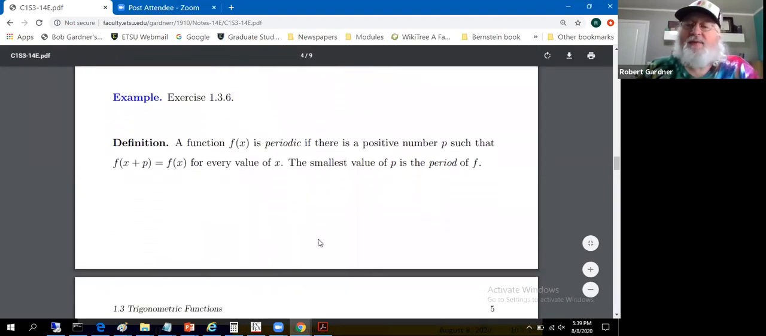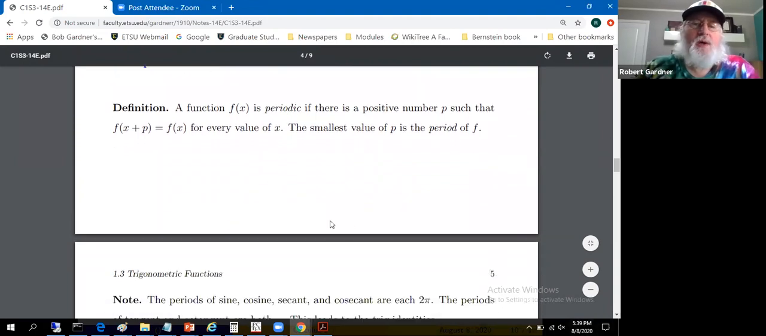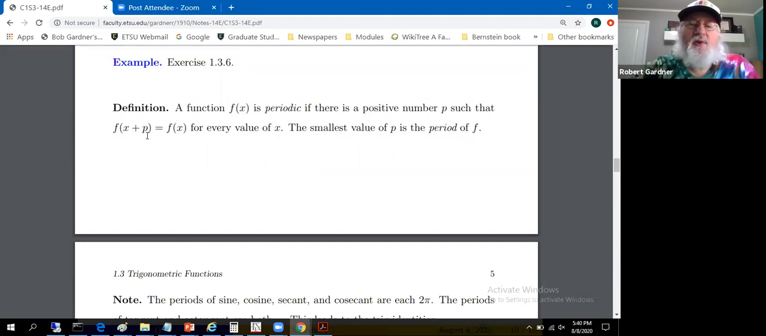Okay, we want to look at the graphs of trig functions. Told you this is a bunch of material. A function, f, or f of x, is periodic if there's a positive number p such that f of x plus p equals f of x for every value of x. So it's periodic because every p units that the input changes, you get the same thing back out. The smallest value of p is called the period of f, and these trig functions are periodic.